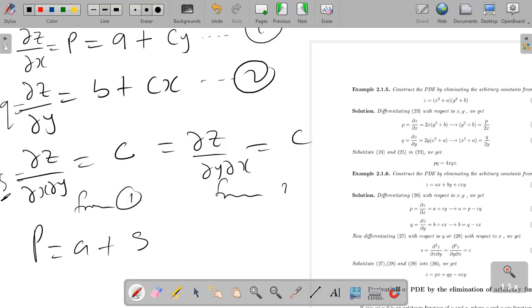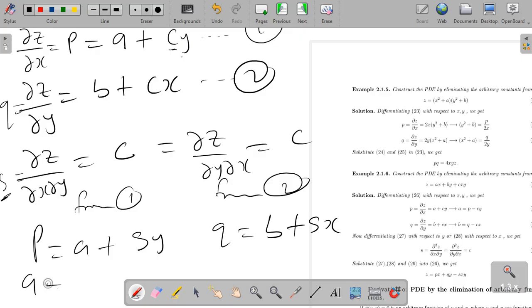B plus sy. There is y in it. Your c is s, which is partial this, so you are going to have sx. So let's make a subject here. So a here will now be p minus sy. And b here will now be q minus sx.